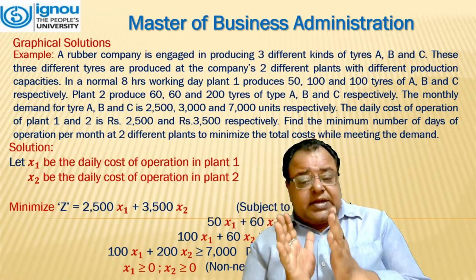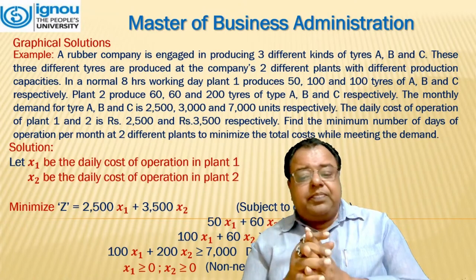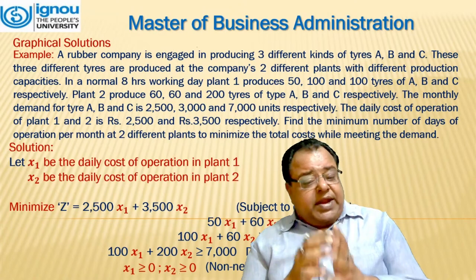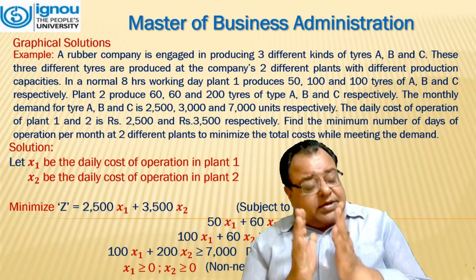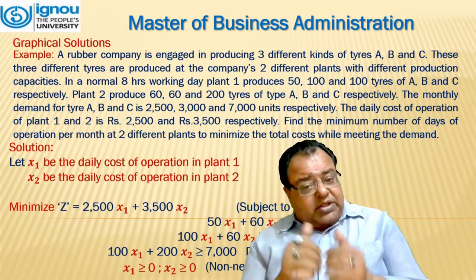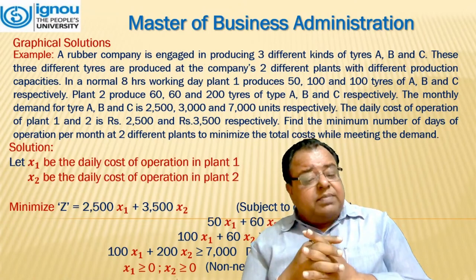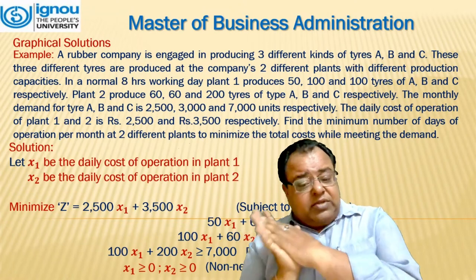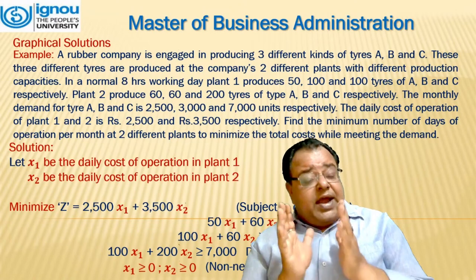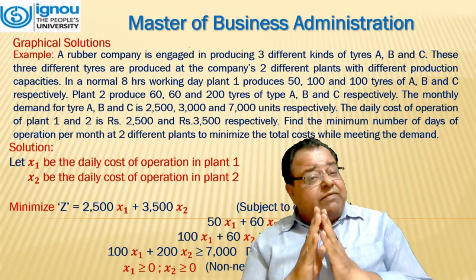I'm not discussing anything about the sign yet. Secondly, it is 3,000. So our second equation will be 100x1 plus 60x2, and on the right side, it will be 3,000. And for the third one, it will be 100x1 plus 200x2, and on the right side, it will be 7,000. These are the demand constraints. And right now, the equations are without sign.